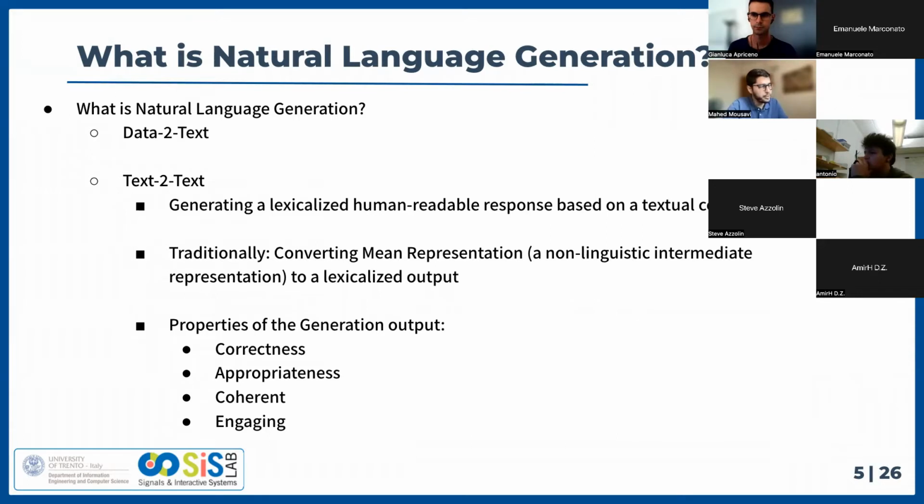And then there are properties of the generated output, whether it should be correct grammatically and non-grammatically, whether it should be appropriate, coherent. In some scenarios, it should be engaging. In some scenarios, it should be contextualized. And for the domain that I'm going to present now, which is more on personal dialogues, it should also have a characteristic which is listening. So in each part of the generation, you should show to the other side of the dialogue that you're listening to them.